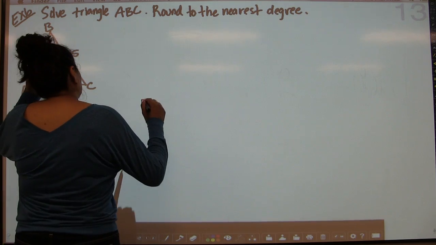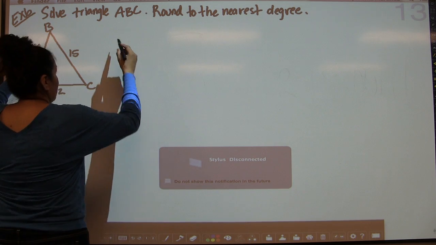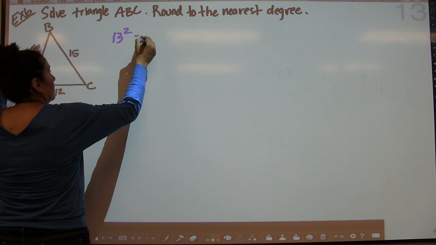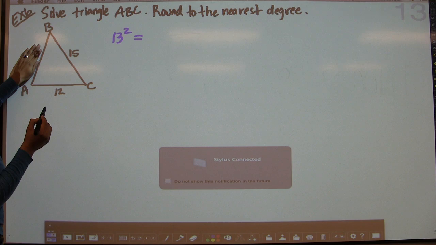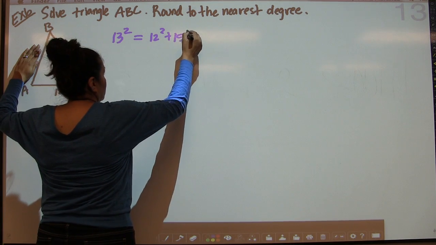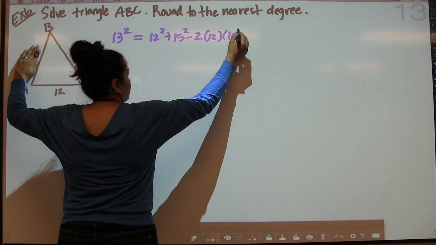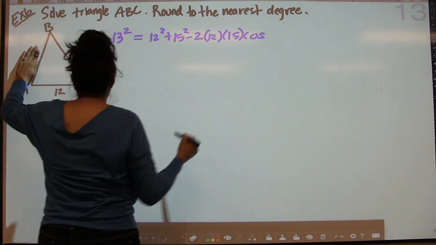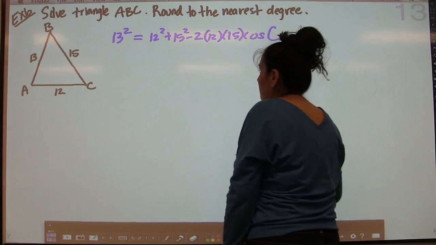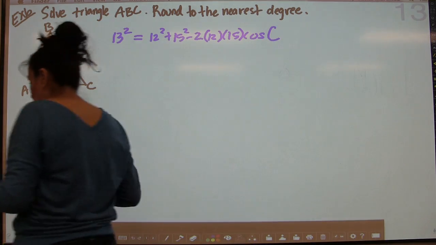It doesn't really matter which one you start with. I'm just going to start with 13. So I'm going to say 13 squared equals, and then I use the other two sides, which are 12 squared and 15 squared, minus 2 times 12 times 15 cosine, and we're going to say cosine of C because that's opposite of 13. So now my variable is angle C, and I'm going to find the angle measure.